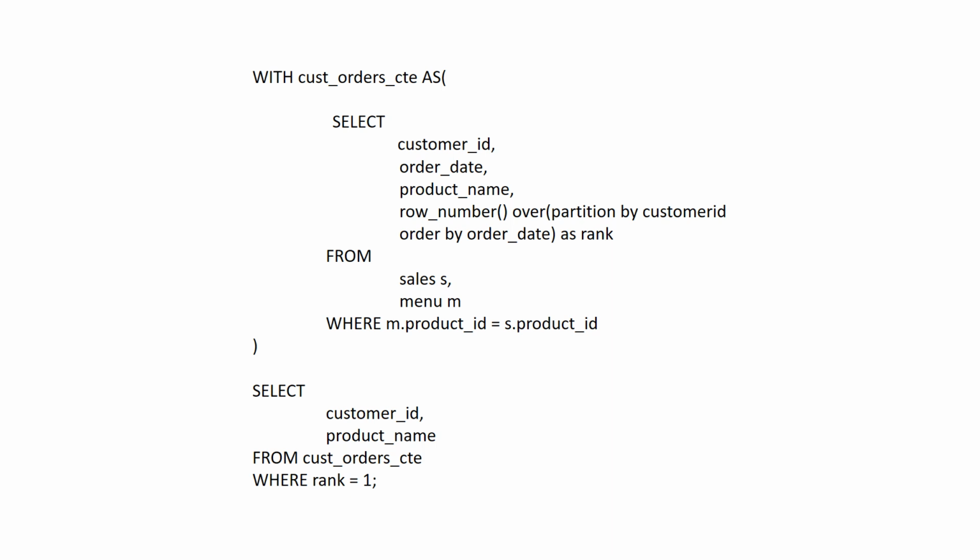So for this example, if there are three rows with customer ID 1, order date January 1st, January 2nd, January 3rd, then the row number function will assign rank 1 to the row with January 1st order date, a rank of 2 to the row with January 2nd order date, and a rank of 3 to the row with January 3rd order date. Okay, so this is the whole explanation for the window function that I have used here.